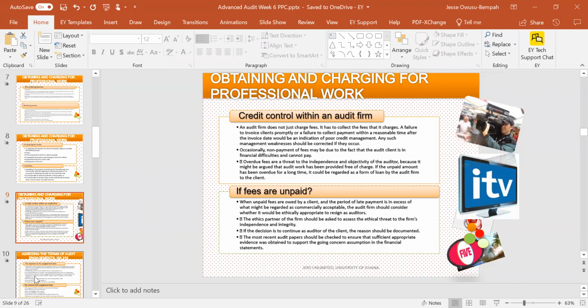Occasionally, non-payment of fees may be due to the fact that the audit client is in financial difficulties and cannot pay. So there are situations like that where the client is in a dire financial situation and may not necessarily have the funds to pay. That's a huge problem. This is interesting. If you don't have the funds to pay, why do you engage them?